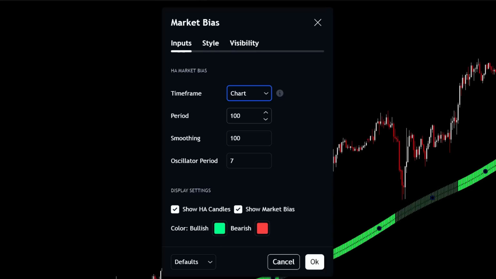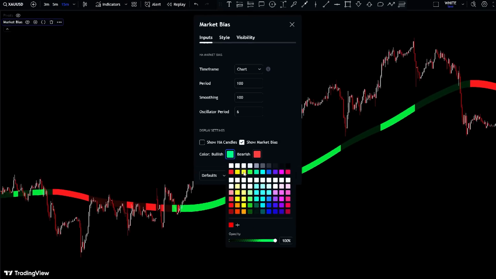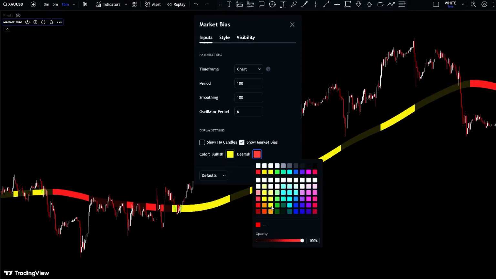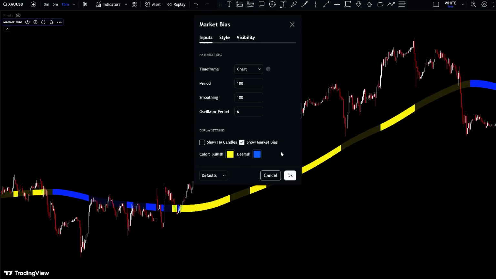Then set the period to 100 and the smoothing also to 100. But the key change here is the oscillator period. We want to set that to 6. No need to mess with any other settings. These are the magic numbers for this strategy. Okay, now with our market bias indicator all set up, let's talk about what it's actually telling us.